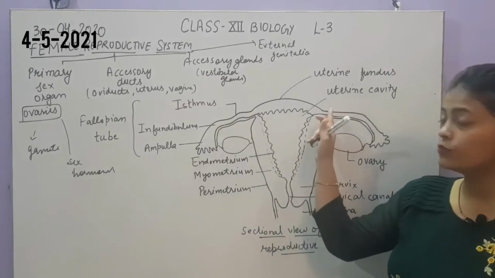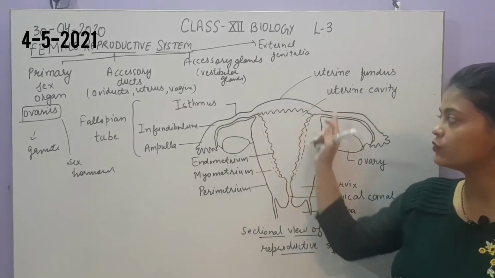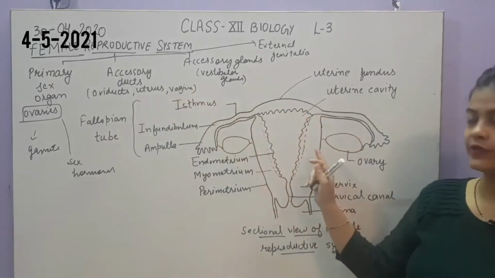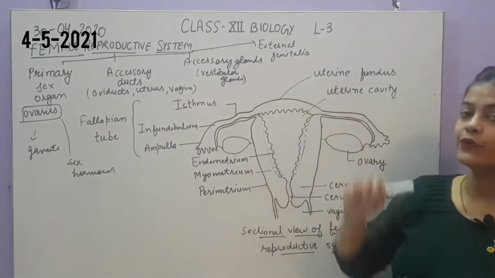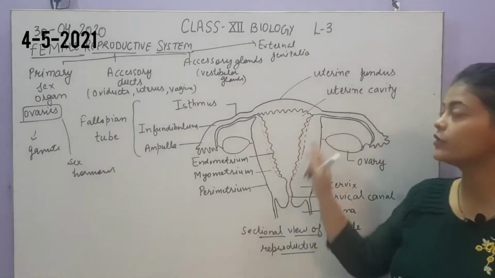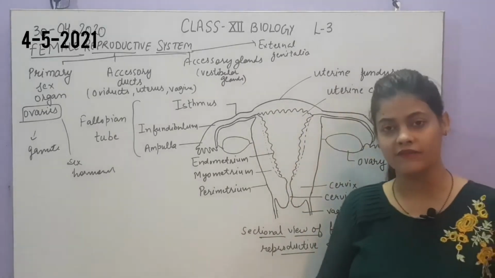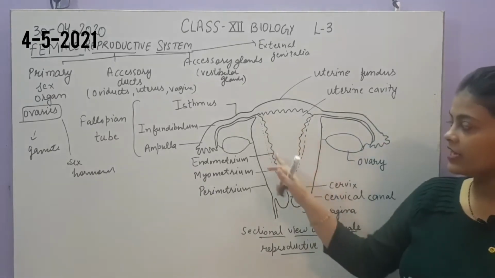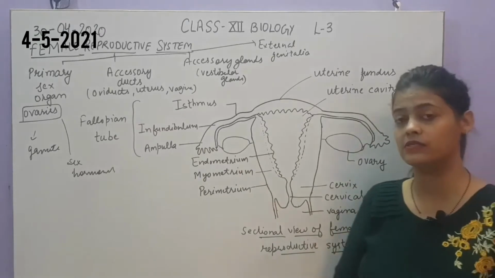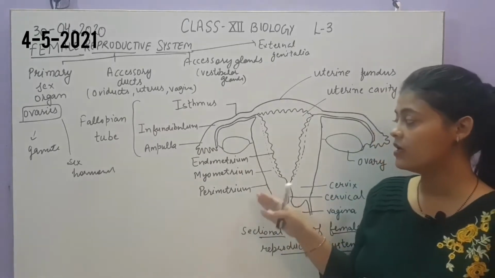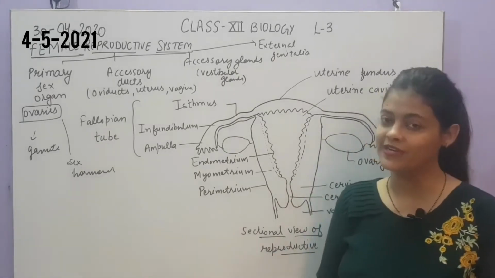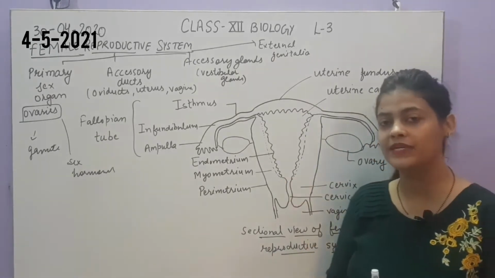Then these fallopian tubes attach together to this structure which is called the uterus. The upper part is called the uterine fundus and the cavity inside the uterus is called the uterine cavity. Now the lining of the uterus has a special function. It helps in the menstrual cycle as well as in the development of the embryo if fertilization takes place. We will take it up in detail.